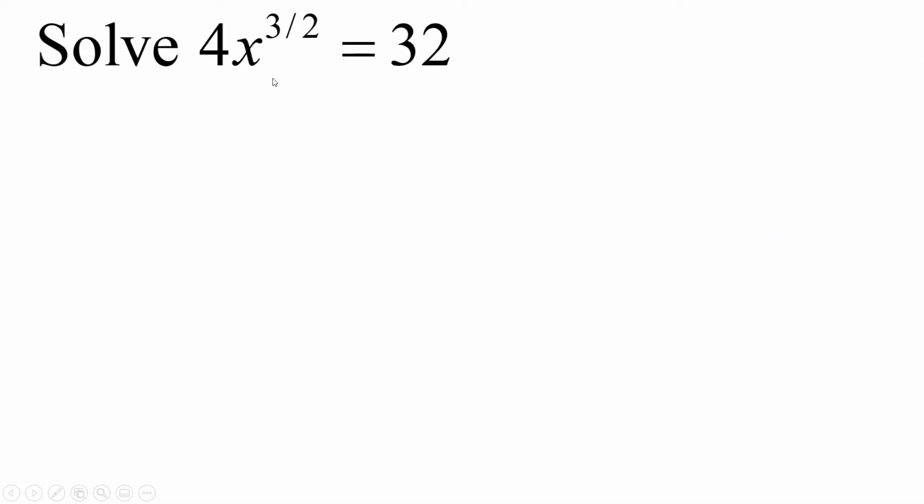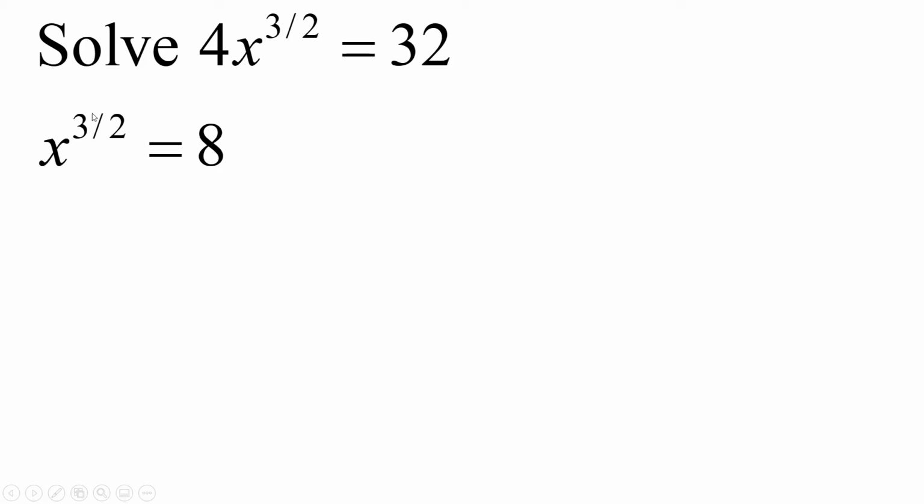All right, so now we're solving a power equation. Which means, again, all we're going to do first is, this is 2 steps. We have to undo this multiplication by 4, so let's divide both sides by 4. 4x to the 3/2 divided by 4 would be x to the 3/2. 32 divided by 4 would be 8.